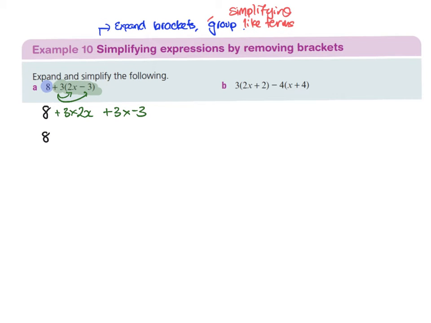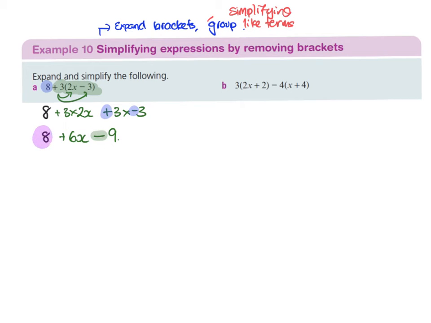So I'm still not doing anything with the 8. Now, what's 3 times 2x? 6x, good. And then I've got a positive 3. Don't forget, we've got a positive by a negative. What would that give? Negative. Good, a negative. And what is 3 times 3? 9. Okay. So now we've got to this. We've done the expanding the brackets. Now we probably want to group like terms.